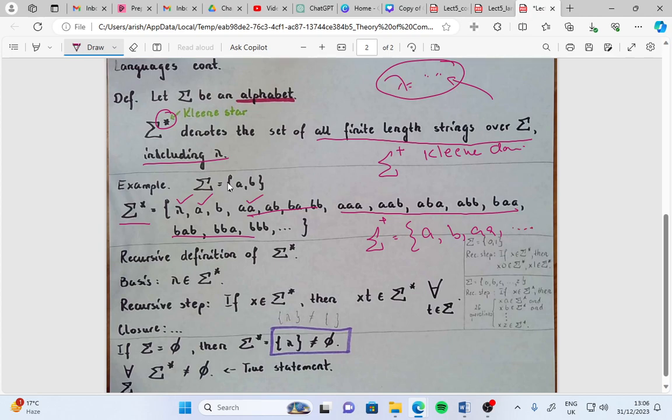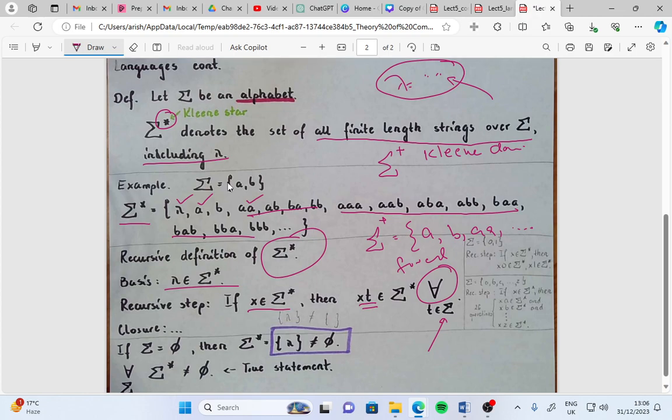Now this is the recursive definition of Kleene star. The basis is, obviously, lambda, the empty string. What will be the recursive step? If x belongs to sigma star, then x t belongs to sigma star for all t belonging to sigma.